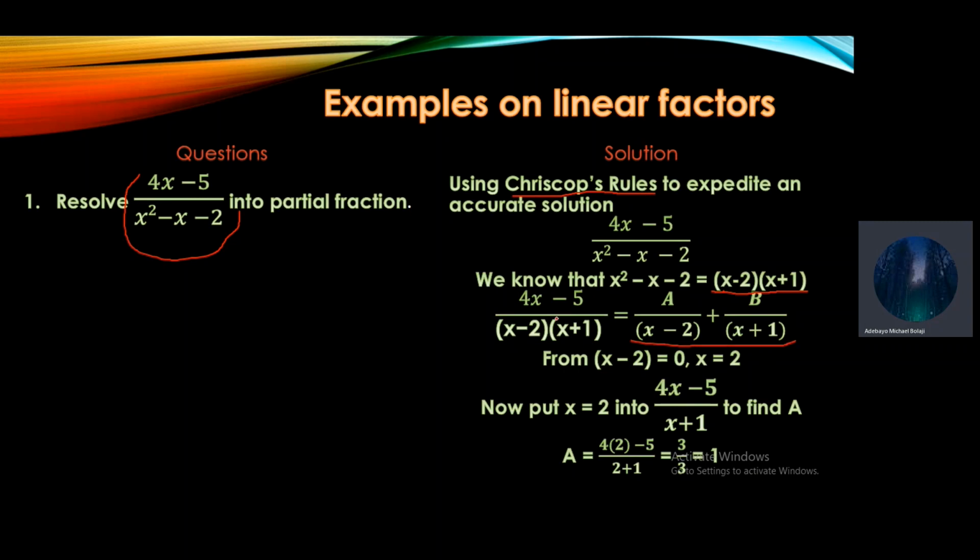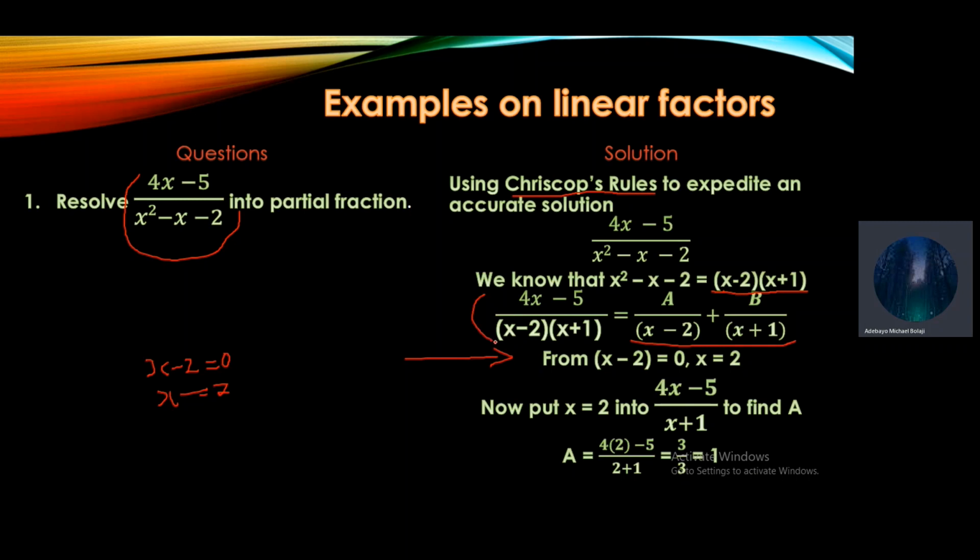Yes, so resolving it, since we have linear factors, it will give us what? A over x minus 2 plus b over x plus 1, just as we discussed in part 1 of partial fractions. Then this is where the shortcut comes in. So under a, what factor do I have? I have factor x minus 2. So since I have factor x minus 2, I equate x minus 2 to 0. So I have x minus 2 equals 0, and x will be giving me plus 2, right? Then I put this plus 2.